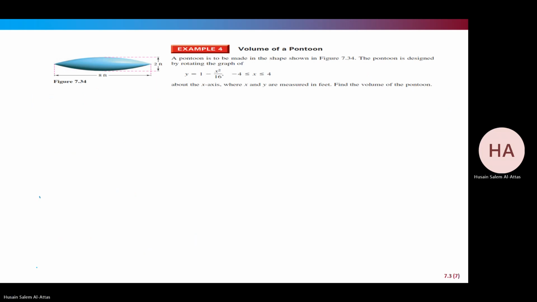Next one. You have what? It's generated by rotating the graph of this about the x-axis. About the x-axis. Okay, so I have this, which is the parabola. This is one. Parabola doing something like this. And x between minus 4 and 4. If x is equal to minus 4, that will be 16 over 16, 1 minus 1, that will be minus 4, and this is 4. This is the point.